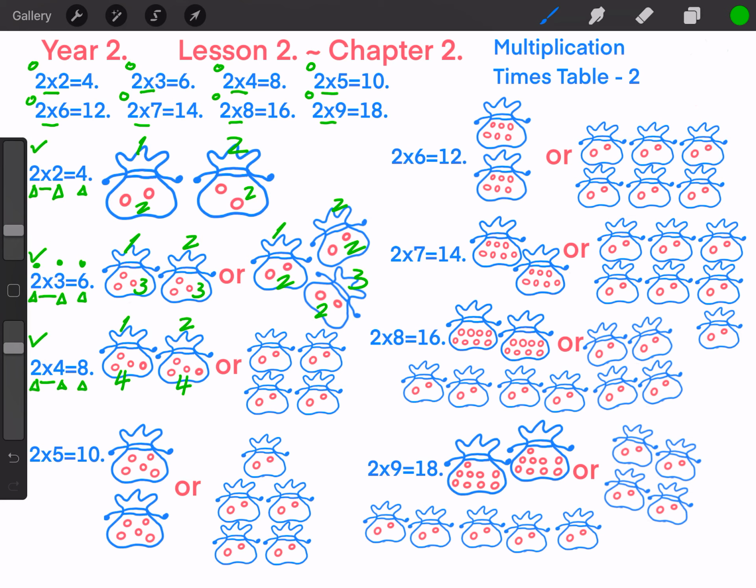Or, there are 4 bags. Bag 1, bag 2, bag 3, bag 4. And in each bag, there are 2 marbles. So two marbles in each bag, and there are four bags. Totally, we still have 8 marbles. 2 times 4 equals to 8.